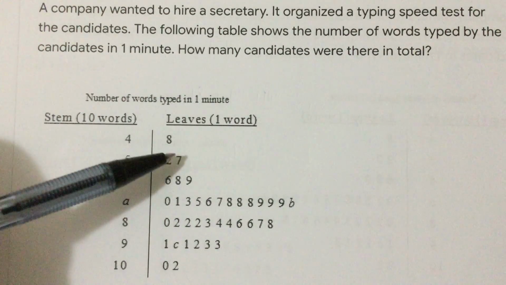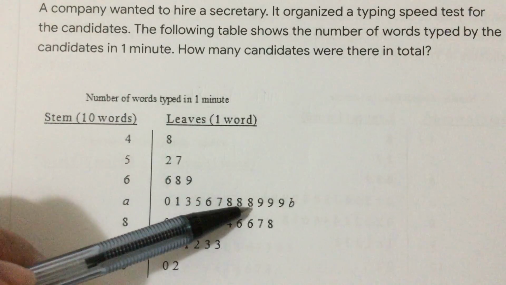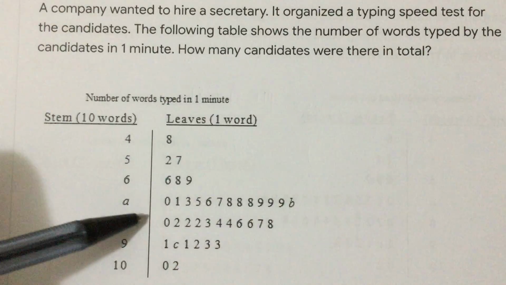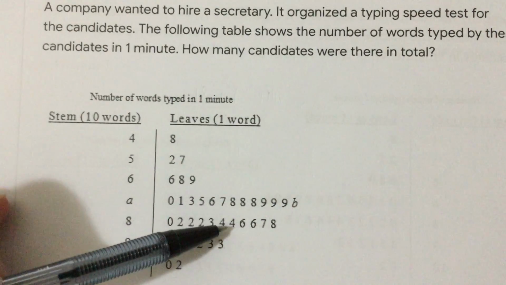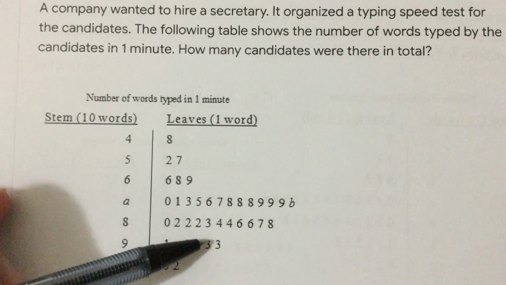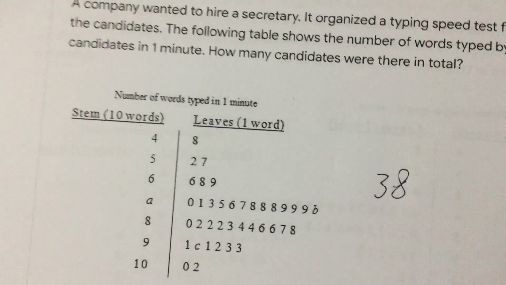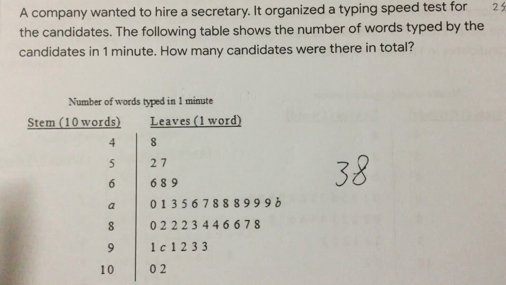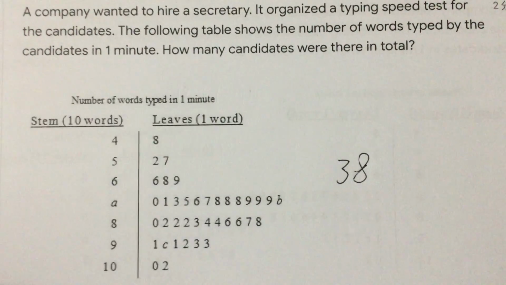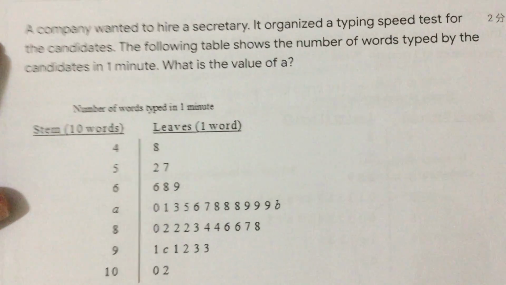So we have 1, 2, 3, 4, 5, 6, 7, 8, 9, 10, 11, 12, 13, 14, 15, 16, 17, 18, 19, 20, 21, 22, 23, 24, 25, 26, 27, 28, 29, 30, 31, 32, 33, 34, 35, 36, 37, and 38. So there are 38 candidates. So this is the answer for this question. Every time you just count the leaves and you know the total number for the stem and leaf.